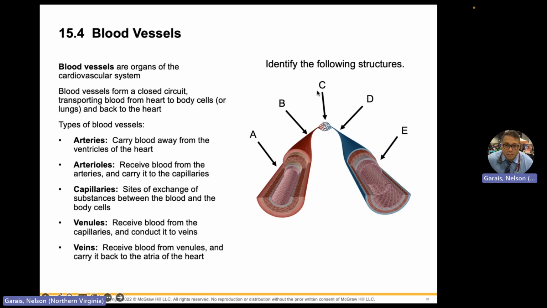And last but not least, this letter C here, that is your capillaries. They're the thinnest walls. You can see the majority of arteries are oxygenated, majority of veins deoxygenated, but the capillaries have both, because at the level of the capillaries, that is a location of gas exchange.